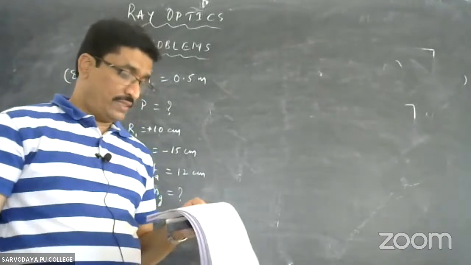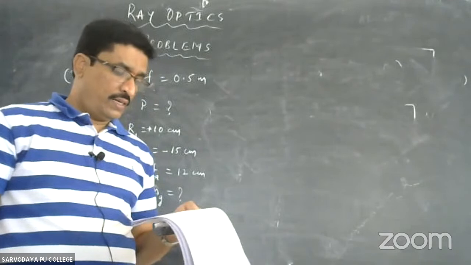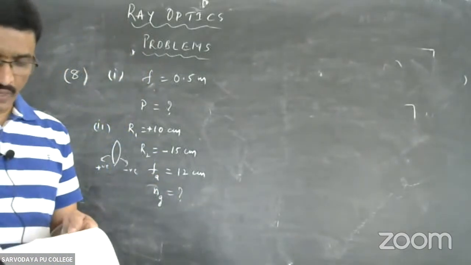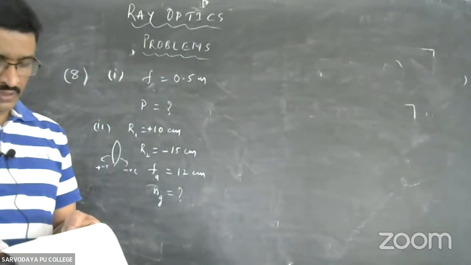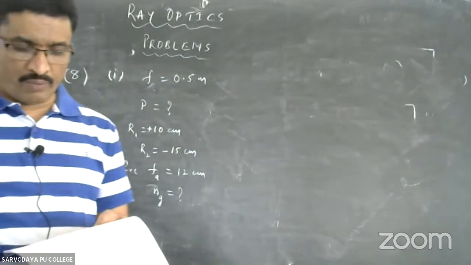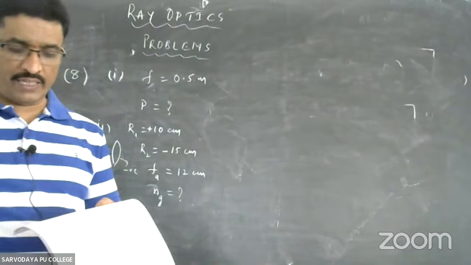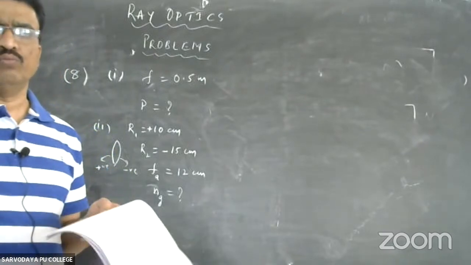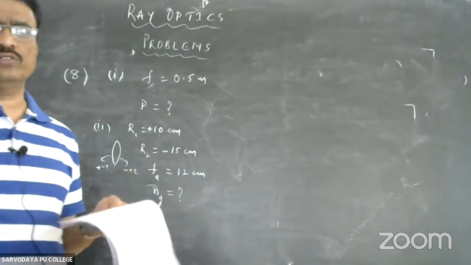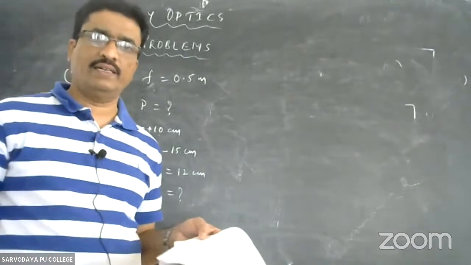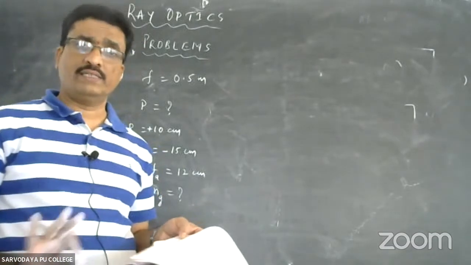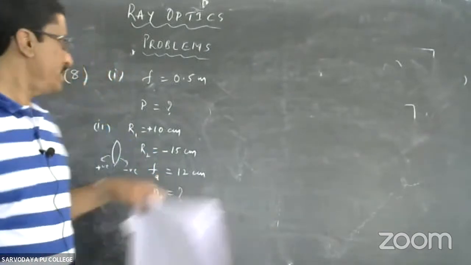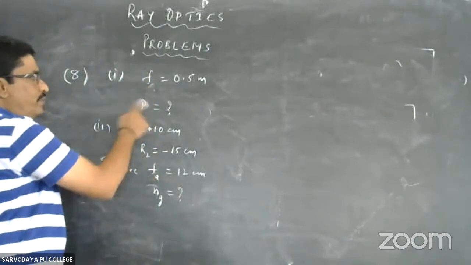Third important one. Okay, a convex lens has 20 centimeter focal length in air. What is the focal length in water? Given refractive index of water 1.33 and refractive index of glass 1.5.